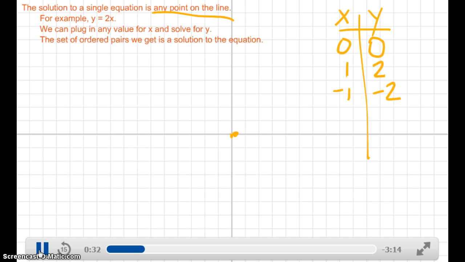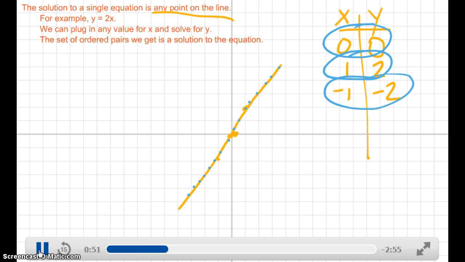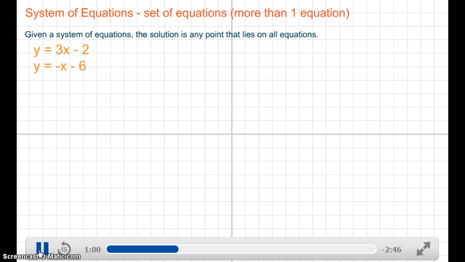And we could plot those points, over 1 up 2, over 1 down 2, and we could draw the line here, and the solution would be any of these points that fall on the line, including these. All of these ordered pairs are considered solutions to the equation, but that's for a single equation. So we're going to talk about systems of equations.